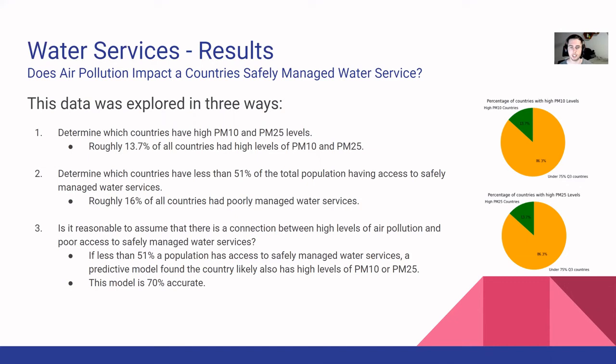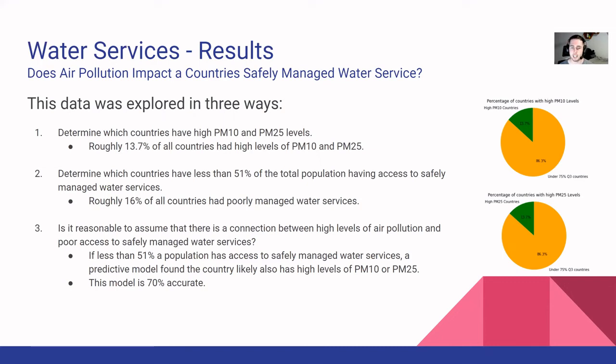The second question asked was which countries had a population of less than 51% who have access to these safely managed water services that I mentioned earlier, which after some exploring of the data, it was concluded that about 32 of 197 countries lacked this type of safe water services.